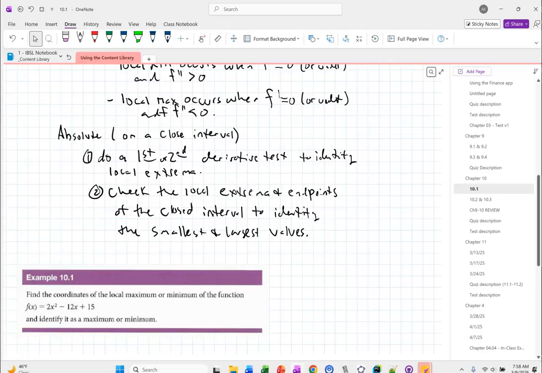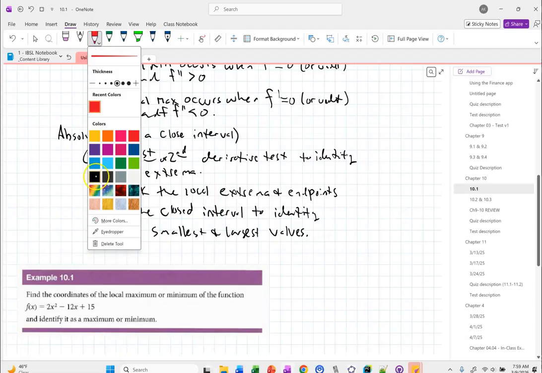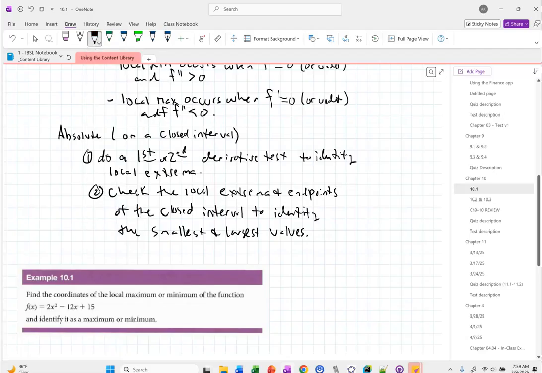So on a closed interval, little spelling error there. Closed interval. What we're going to do, you can do a first or second derivative test, identify the local extrema. And then we need to check our local maximums and the endpoints to see which one is the biggest. That would be the absolute maximum. And we check our local minima with the endpoints, see which one is the smallest. That would be the absolute minimum.